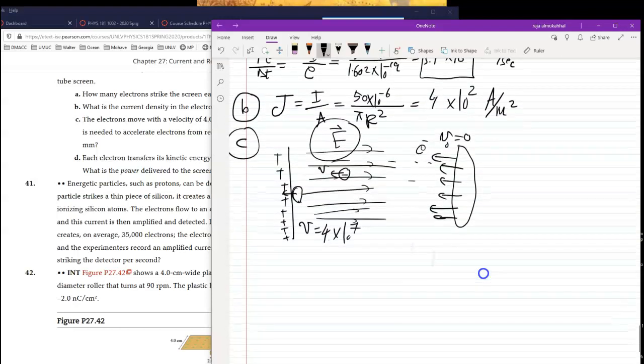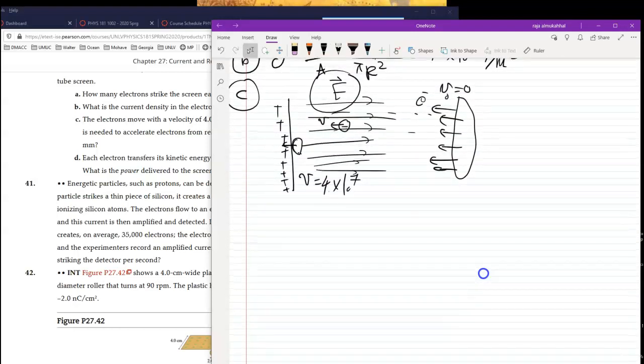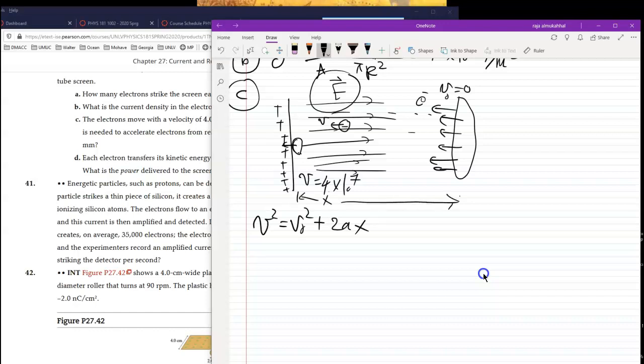Now, this one is a simple kinematic problem, if you haven't thought about it yet. Let me use the second kinematic equation: V squared equals V naught squared plus 2ax, x being the distance from here to there. The initial velocity is 0, so V squared equals 2ax. He's asking for the electric field. I don't know the acceleration. I know x and I know v, but I know that F equals ma.